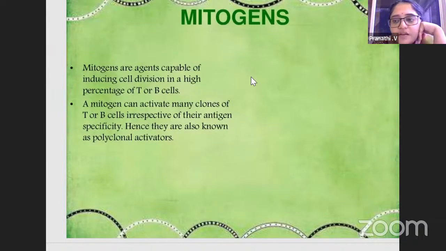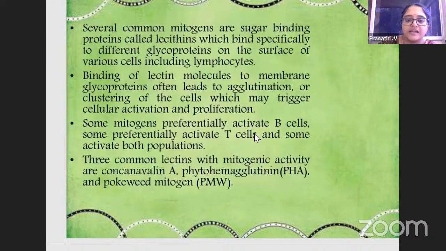Now we have something called mitogens. They're agents capable of inducing cell division at a high percentage in both T or B cells. So a mitogen can activate many forms of your B cells basically. That is why they are known as mitogens or polyclonal activators.